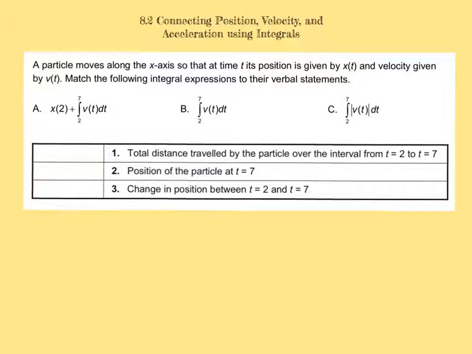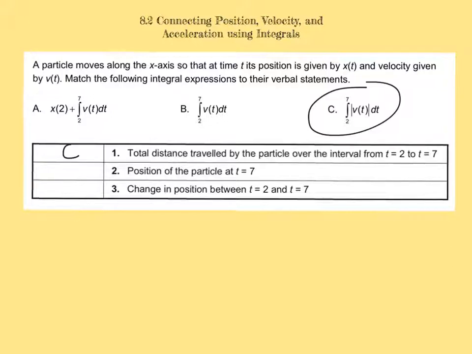So when you see absolute value, that is a total. And then I just wiped those out. But the limits of integration here are telling us, hey, it's our total distance traveled from 2 to 7. When we integrate velocity, we'll get the distance. The absolute value gives us our total distance, not displacement. Okay, position of the particle at t is 7.